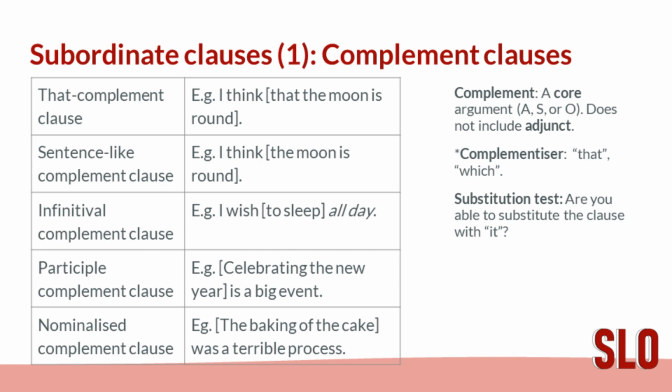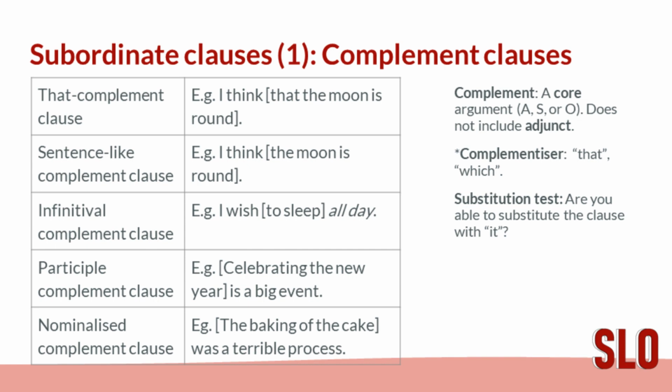Secondly, a complement clause may be introduced by the words "that" or "which". These words are called complementizers. Finally, one way to test if a clause is a complement clause is by seeing if you can substitute the entire clause with a noun or the demonstrative "this". For example, in "I think the moon is round", I can simply substitute "the moon is round" with "this": "I think this." You may pause the video here to look at the examples.